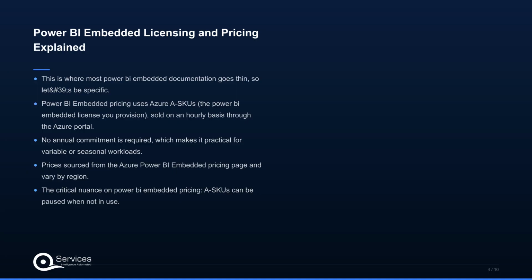The critical nuance on Power BI Embedded pricing: A SKUs can be paused when not in use. If your application serves reports only during business hours, pausing the capacity at night and on weekends cuts monthly costs by 60% or more. That makes A1 viable for many mid-market deployments that look expensive at first glance.